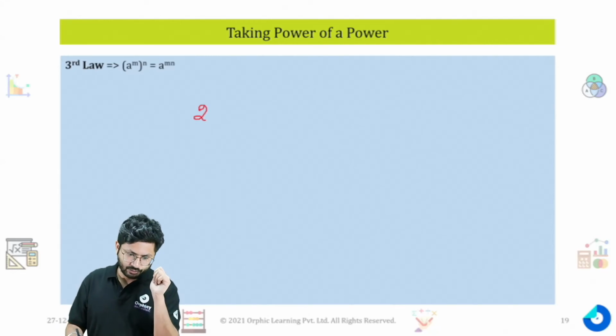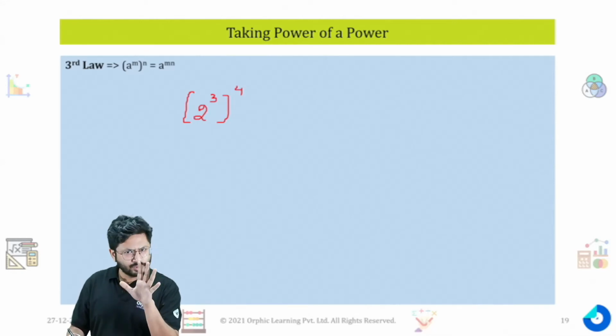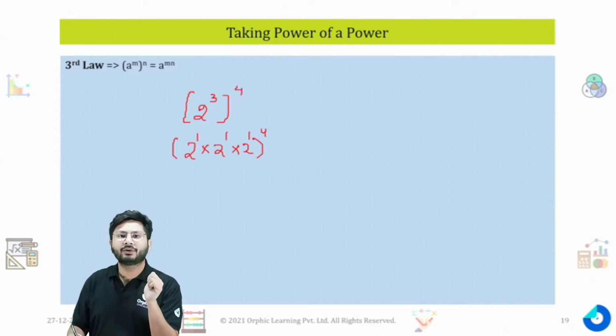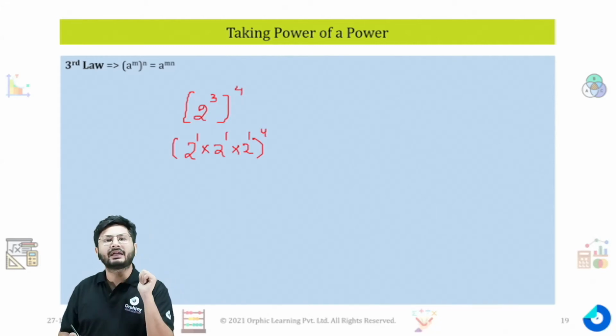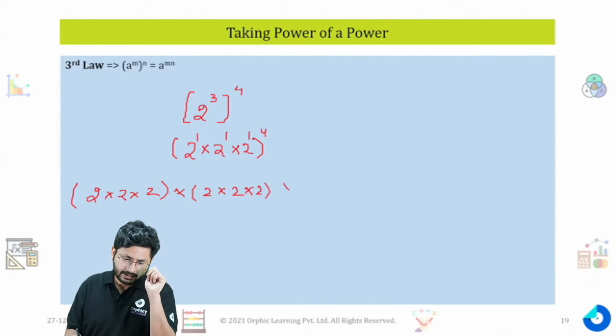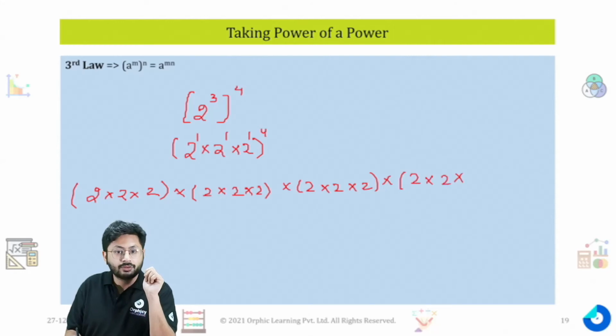So let's say 2 to the power 3 whole to the power 4. Now this 2 to the power 3 can be written as 2 into 2 into 2 whole to the power 4. मतलब ये जो तीन पावर है वो 4 बार रिपीट होगी. तीन चीजों को 4 बार रिपीट करने में क्या होता है, we multiply it, right. इसको अगर मैं एक्सपैंड करता हूं, it will become 2 into 2 into 2. ऐसा 4 बार लिखना है. 2 into 2 into 2, 2 into 2 into 2 again, and 2 into 2 into 2.